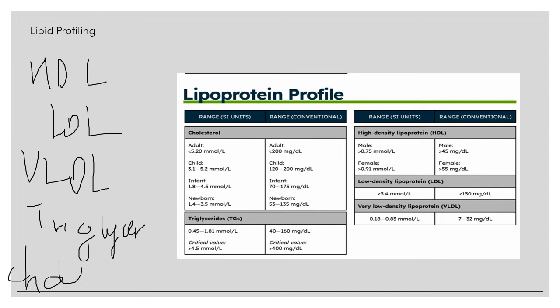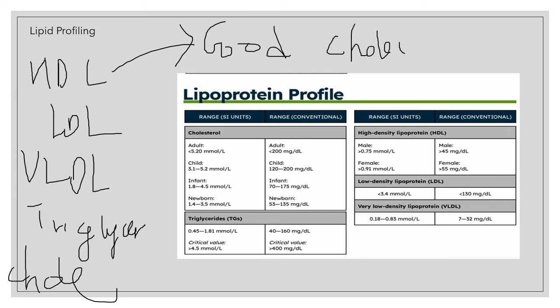So body में HDL होना जरूरी है, that is called as good cholesterol, because आपके fat से ही आपको energy आती है. The amount of body mass index, the बेसिक मेटाबॉलिक रेट, जो बीएमआर होता है, मेटाबॉलिज्म, कैटाबॉलिज्म, एनाबॉलिज्म.